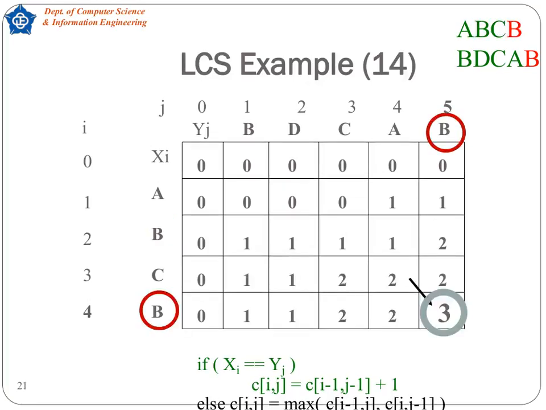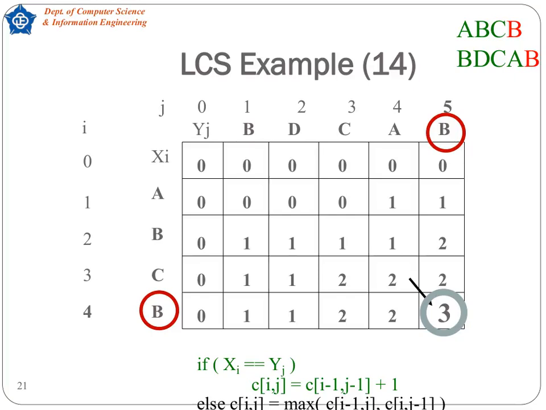Building on that, let's now find the longest common subsequence between the strings X equals ABCB, down the left, and Y equals BDCAB across the top. In our grid, each entry C[i,j] records the length of the LCS for the first i characters of X and the first j characters of Y. We start by initializing row 0 and column 0 to 0.